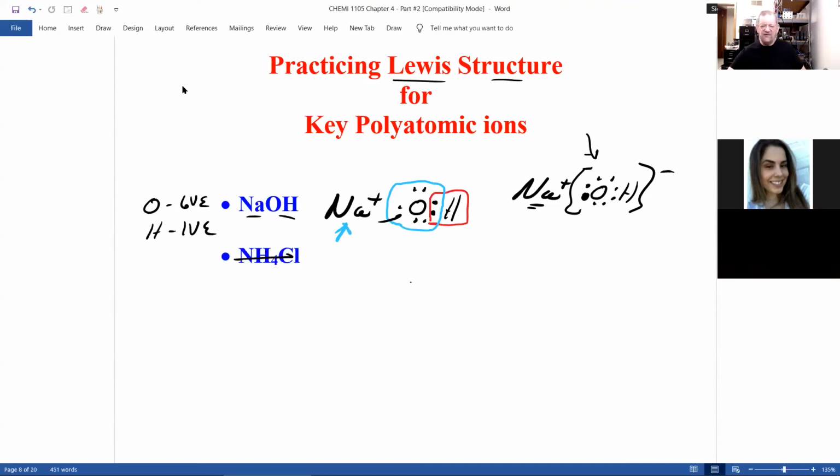Between the oxygen and hydrogen is a covalent bond. Between the sodium and hydroxide is an ionic bond. And they're both. And many things in our life have this. They're not purely ionic or purely covalent.